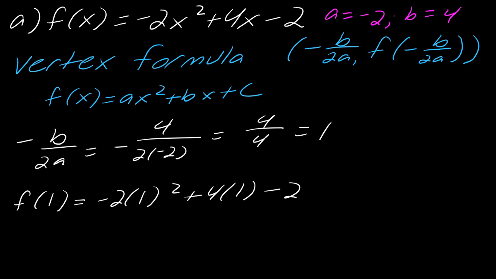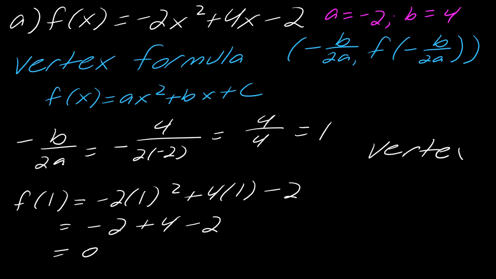I'll plug it all in, and this will equal -2 plus 4 minus 2. So in this case, the y-value is actually equal to 0. The vertex is a point, so you just want to state it. It's going to be (1, 0). So that's the idea.